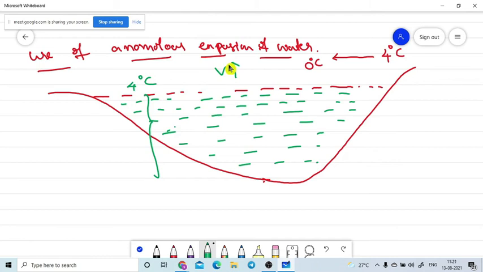Volume is increasing, so density will decrease. I am taking rho is equal to mass by volume. Now when we are coming from 4 degrees Celsius to 0 degrees Celsius, the volume is increasing, so density will decrease. Okay? Volume will increase, density will decrease.